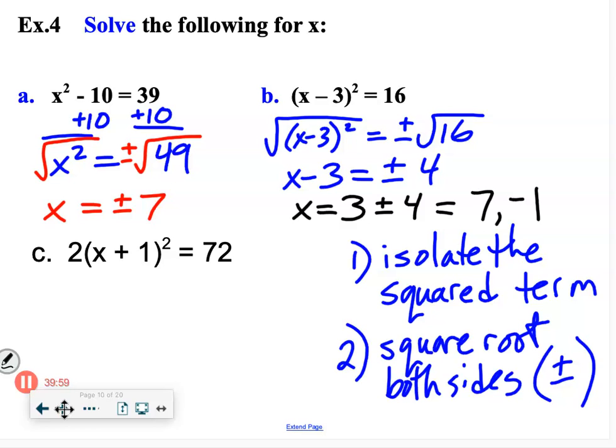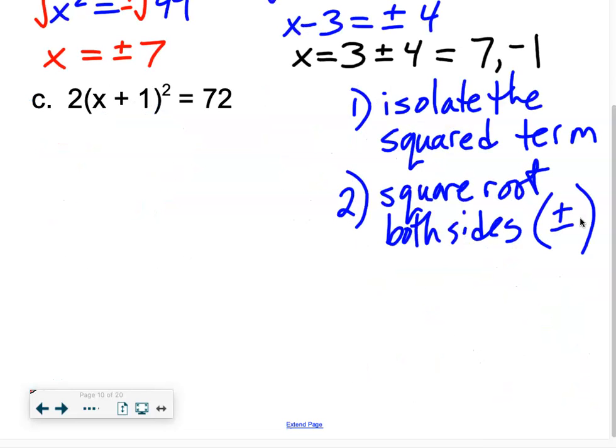I want everyone to try this one start to finish. See if you can solve this last equation, start to finish. All right, so what do I have to do first? Divide by 2. What's 72 divided by 2?